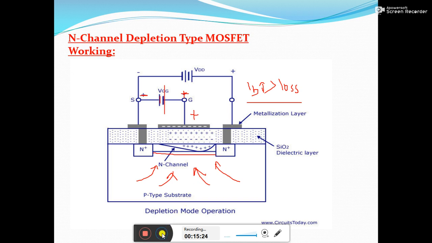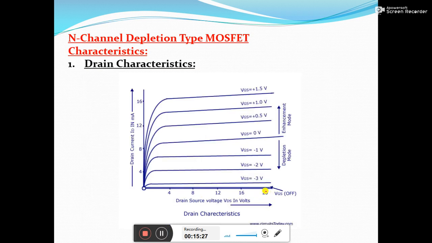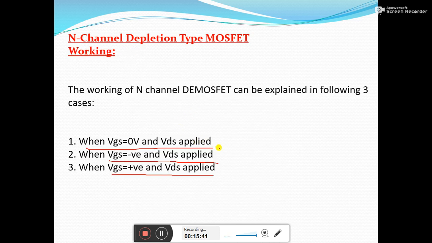Now we shall see the drain characteristics of the n-channel depletion type MOSFET. For the drain characteristics, we have to draw the curve between the ID value and the VDS value for different VGS values. As we saw in the previous slide, depletion type MOSFETs can act in two modes. Whenever the VGS value is negative, it operates in depletion mode, and whenever the VGS value is positive, the ID current increases beyond the saturation value, that is the IDSS value, and the mode of operation is known as enhanced mode.